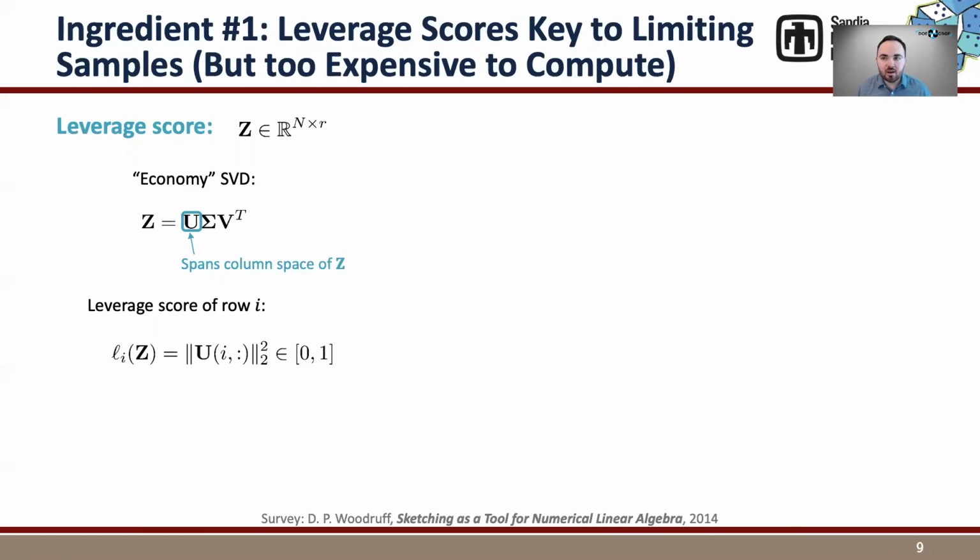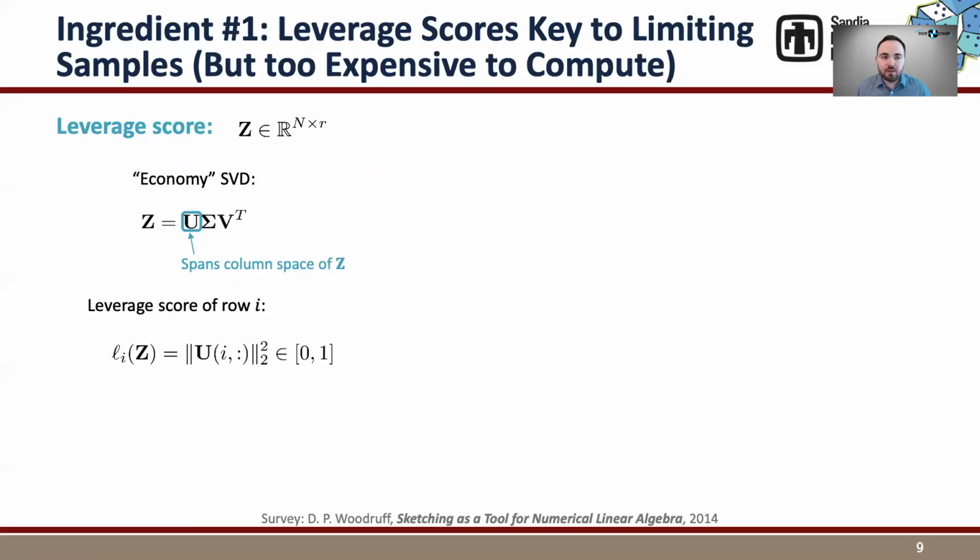So in the rest of this talk, I'll be presenting 3 ingredients that we had to put together to make sure that this algorithm was practical and ran efficiently compared to the full CP-ALS algorithm. So the first ingredient is using leverage scores to limit the number of samples that you have to draw.